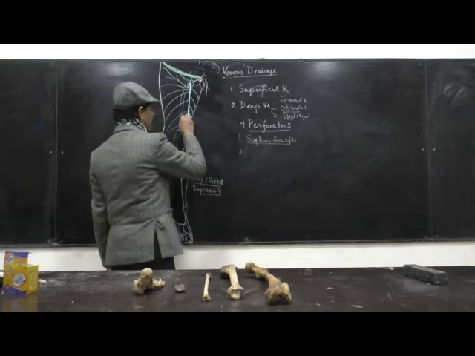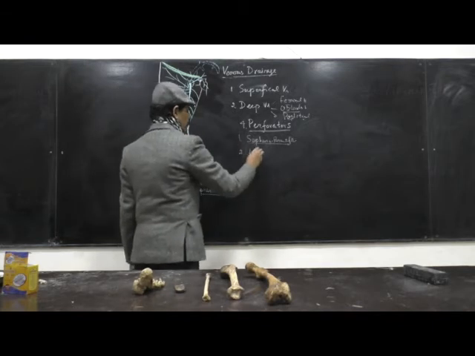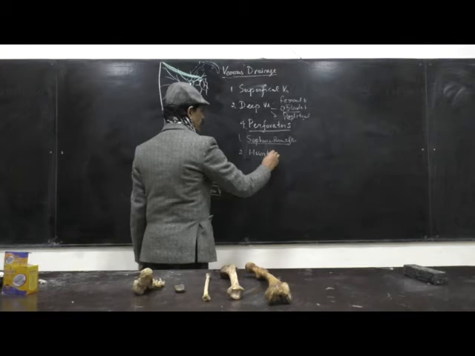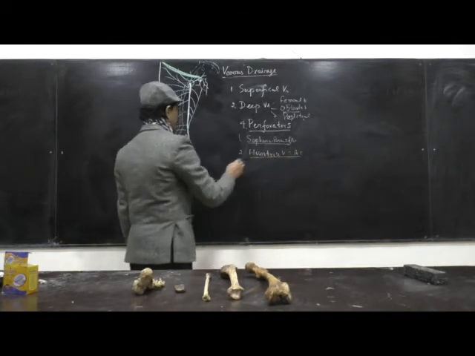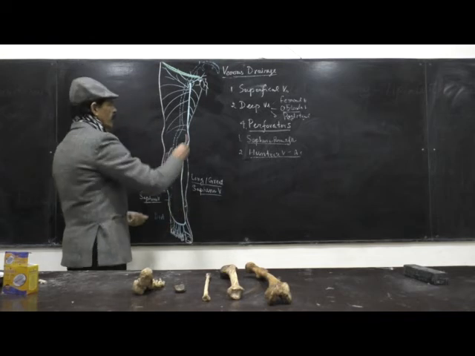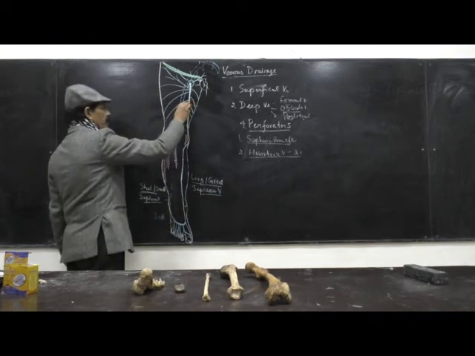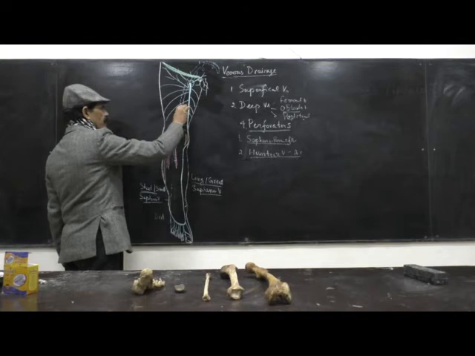Second lies in the adductor canal. It is called the Hunter's vein, in the adductor canal in the front of the thigh. So this perforator communicates with the great saphenous vein and the femoral vein.